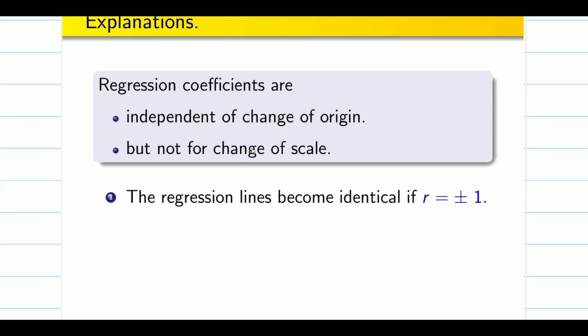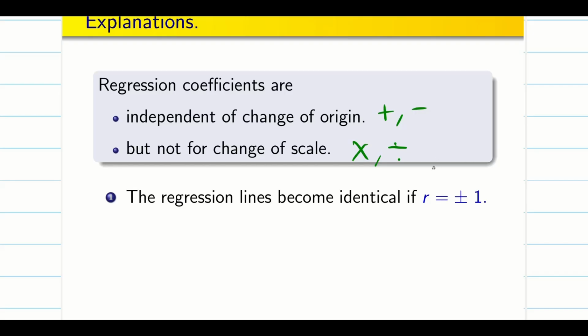Regression coefficients are independent of change of origin. Do you remember? The correlation coefficient is independent of change of origin as well as change of scale. Whether you subtract, add, divide or multiply, correlation will not be affected. But regression will be affected when you multiply or divide by a number. It will not be affected by adding or subtracting some data.